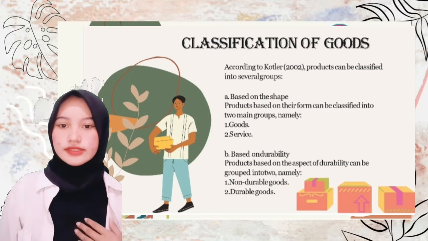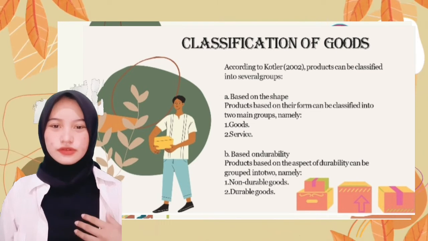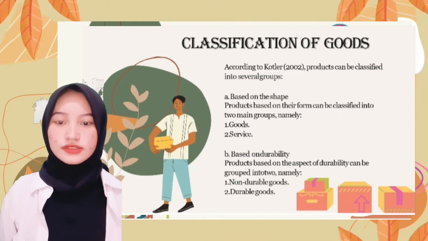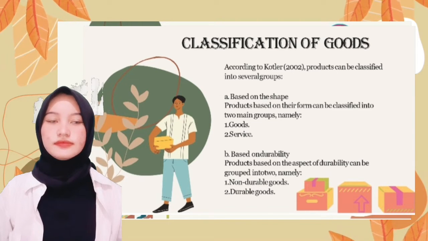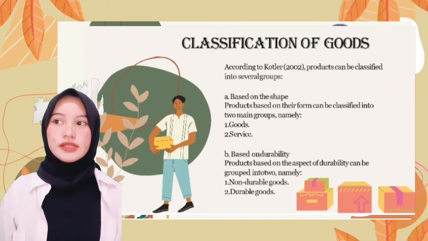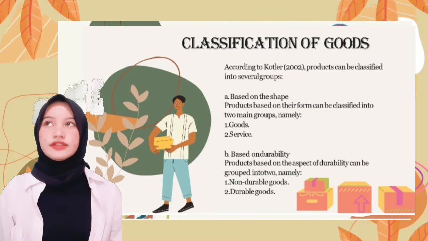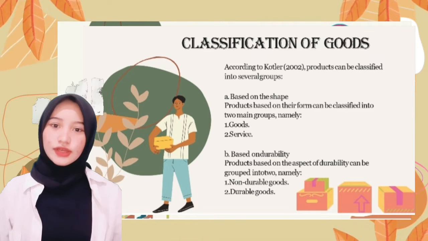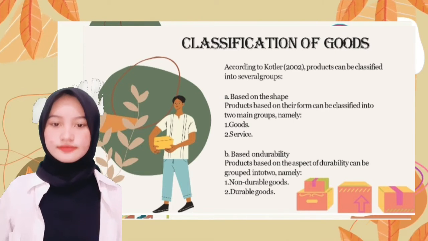And the second one is durable goods. Durable goods are tangible goods that can usually last a long time with many uses. The examples are refrigerator, washing machine, clothes, and others.